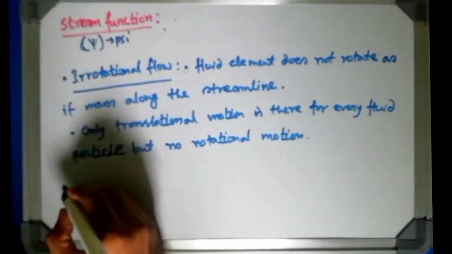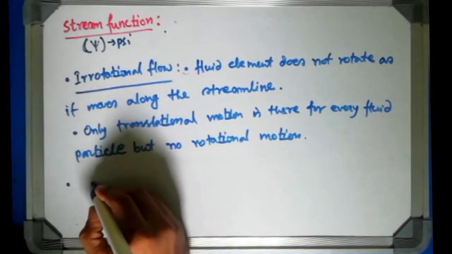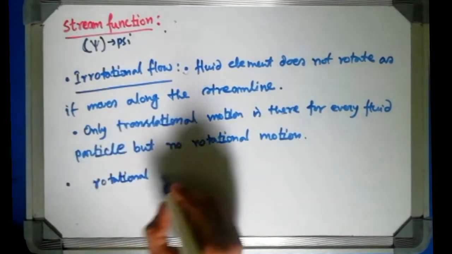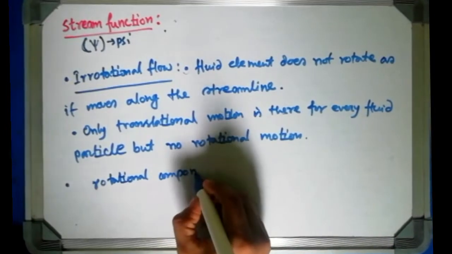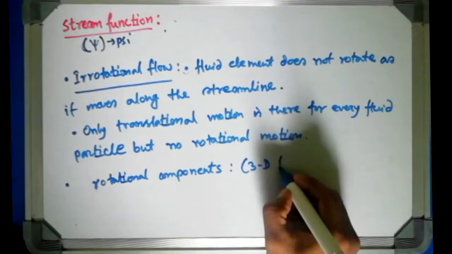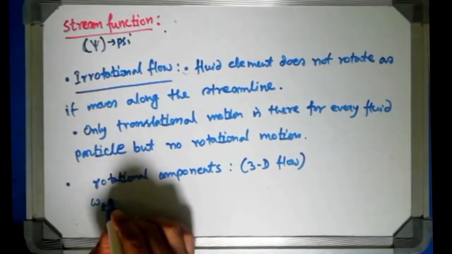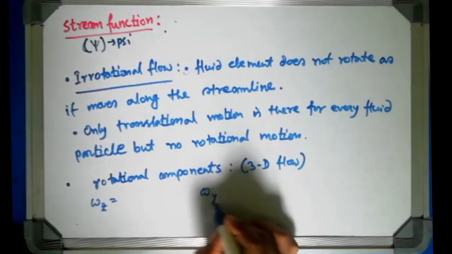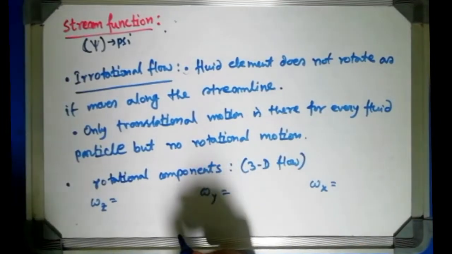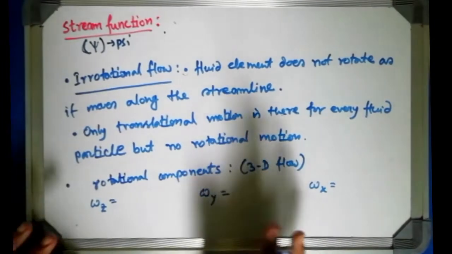So basically, the rotational components in 3D flow are expressed as omega z, omega y and omega x. These three components are used as the rotational components in 3D flow.